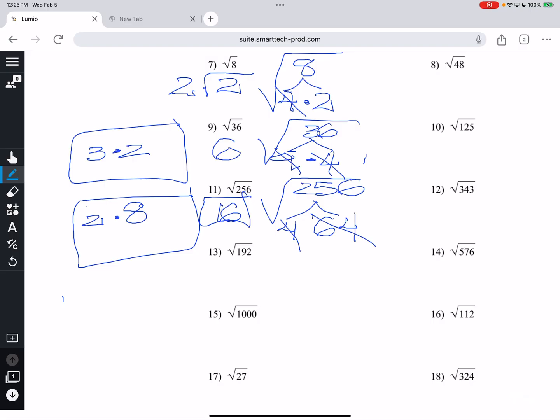All right, 192. 2 goes into it. That's an easy one. What is 1 plus 9 plus 2? 12. So 3 goes into it. 4 goes into it.